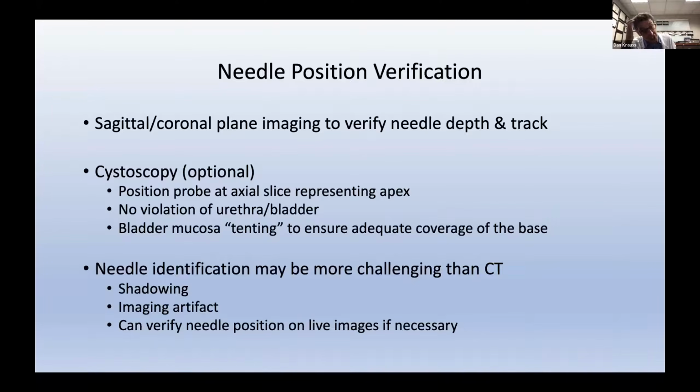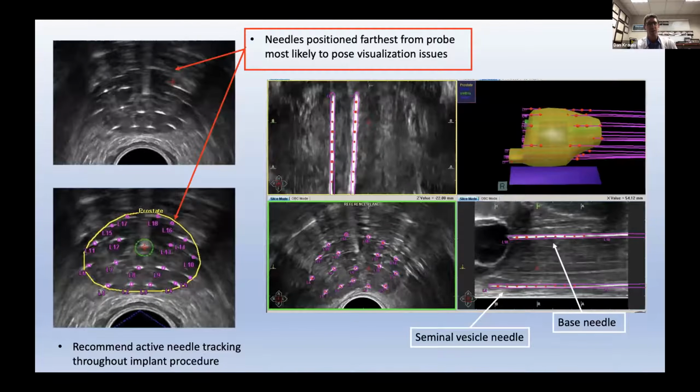Needle identification on ultrasound is definitely more challenging than on CT. It's subject to imaging artifact in the form of shadowing. If you truly cannot see the needles, you can flip back and forth from live images. This is a technique that we find very useful. If you really can't see them because a needle is hiding behind another one, you can back a needle up a bit, identify the needle that's anterior to it, and identify it more confidently.